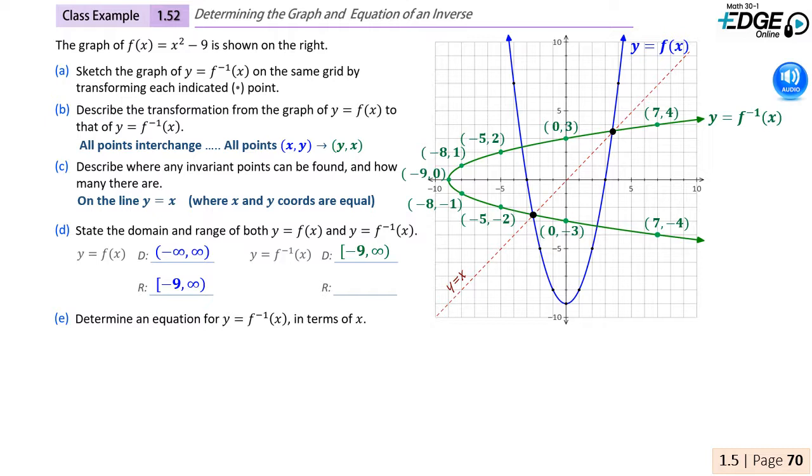So we confirm with our green graph that the domain is from negative 9 to positive infinity, and that its range extends to negative infinity and to positive infinity. In order to determine the equation for the inverse in terms of x, we will first exchange x and y, and then we will isolate y.